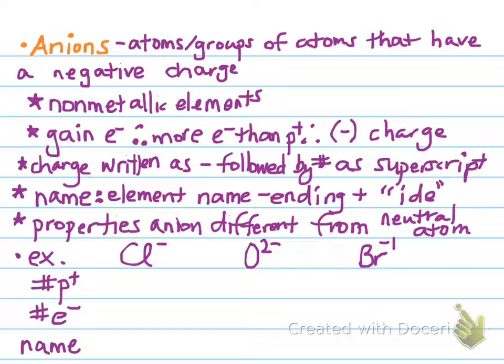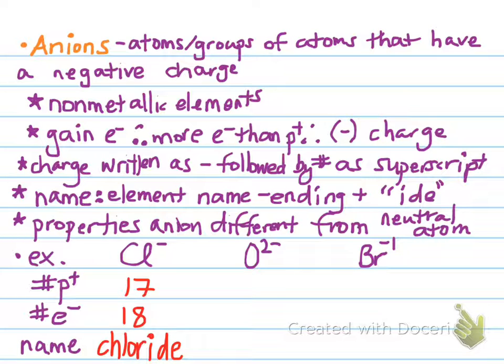So I look up Cl on my periodic table, and it's chlorine, and it has an atomic number of 17, so it has 17 protons. Now, it has a negative 1 charge, which means it has gained 1 electron, so it now has 18 electrons, just like argon. And its name is going to be chloride.